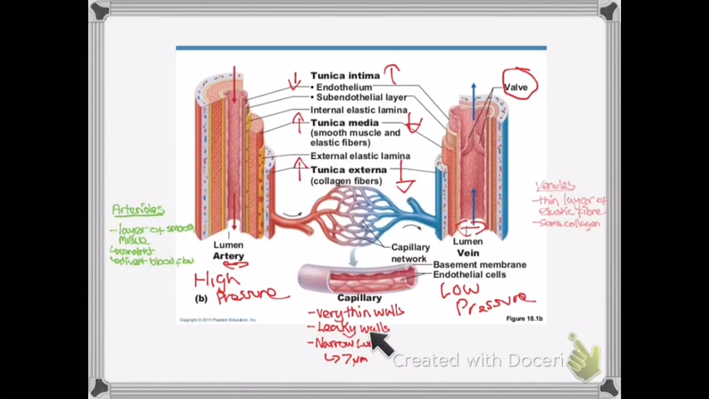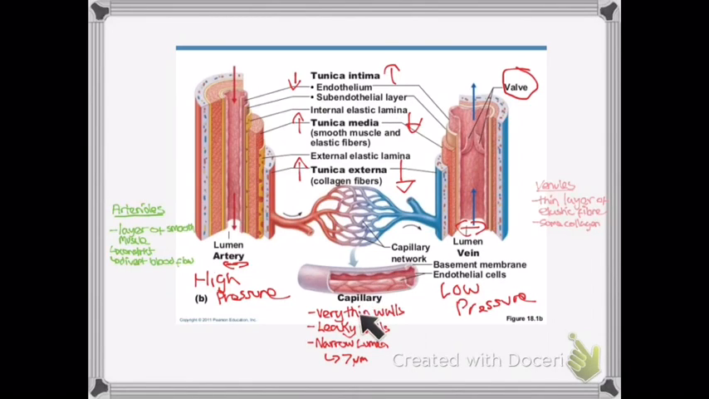So a single layer of flattened endothelial cells, which are these cells here, which is the inner layer. Also here, it's found in all vessels. Okay, this endothelium layer is the inner layer, and capillaries just basically have endothelium layer and then their basement membrane.